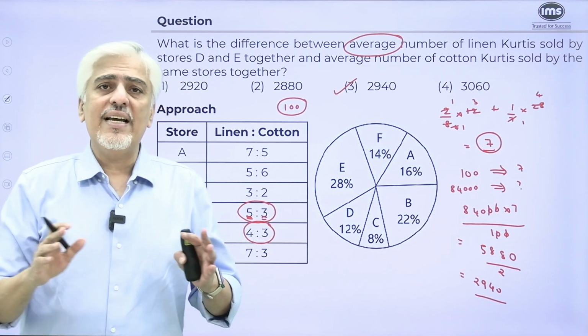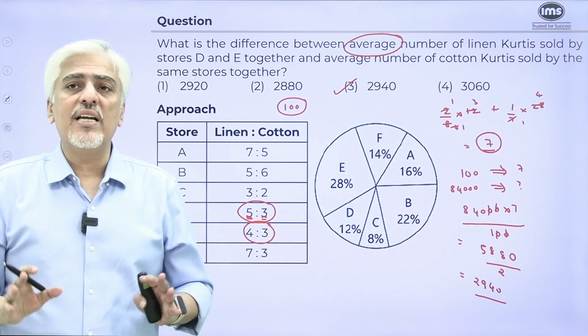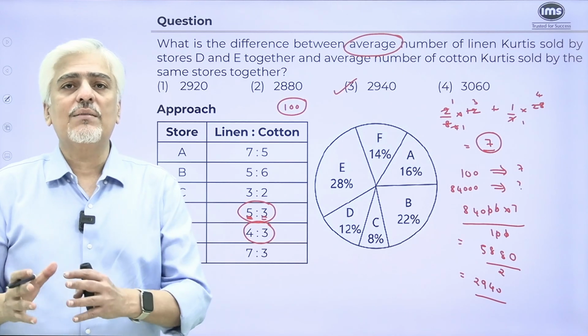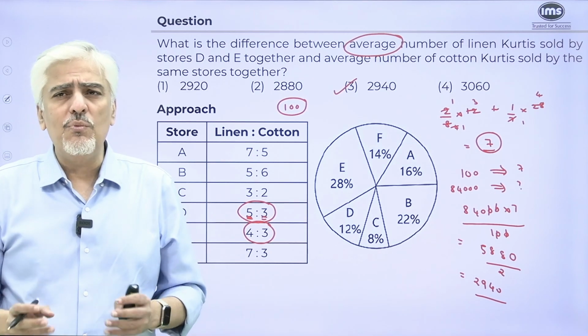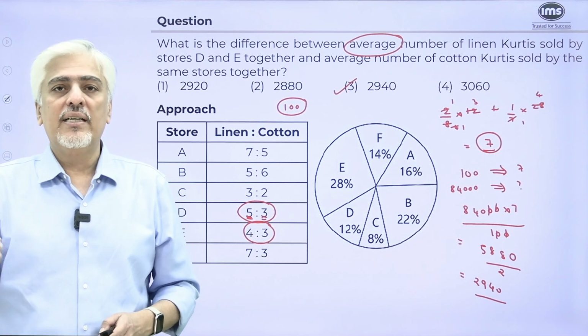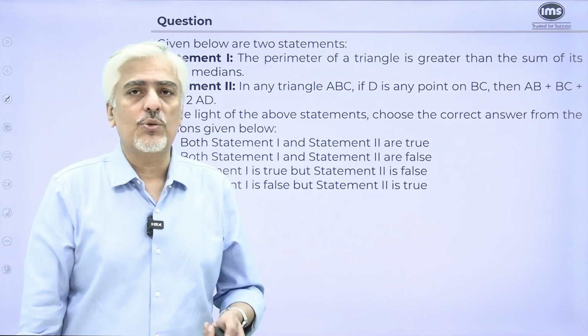So, this was a DI in CMAT. This is the exact amount of DI asked in CMAT. 3 questions were there. 2 questions were very simple. 1 was slightly more difficult. Let's move on to Quant and let's see the next question.